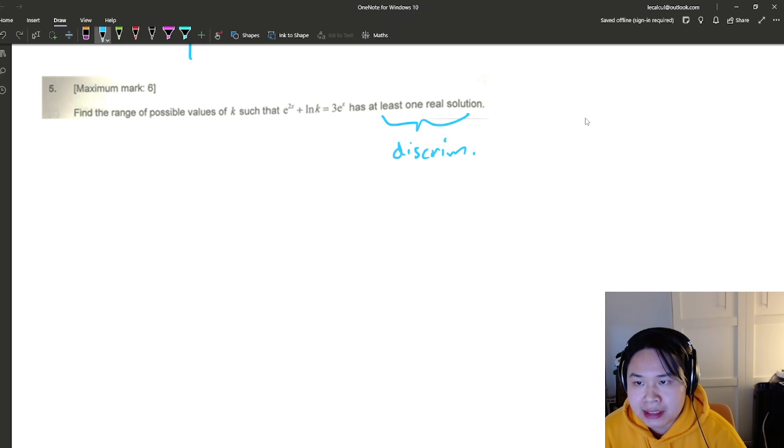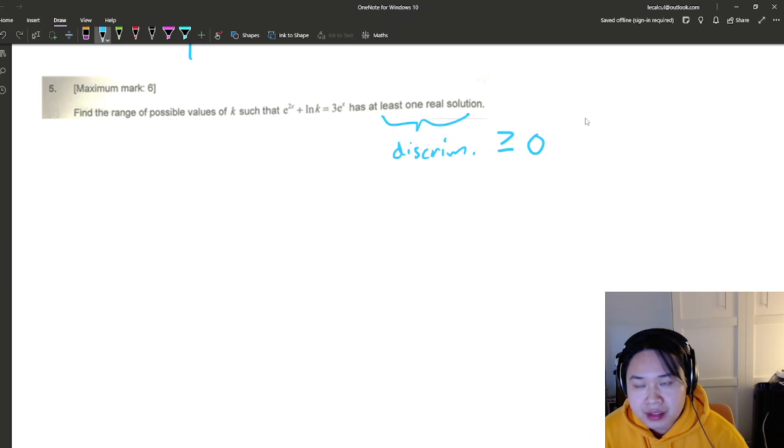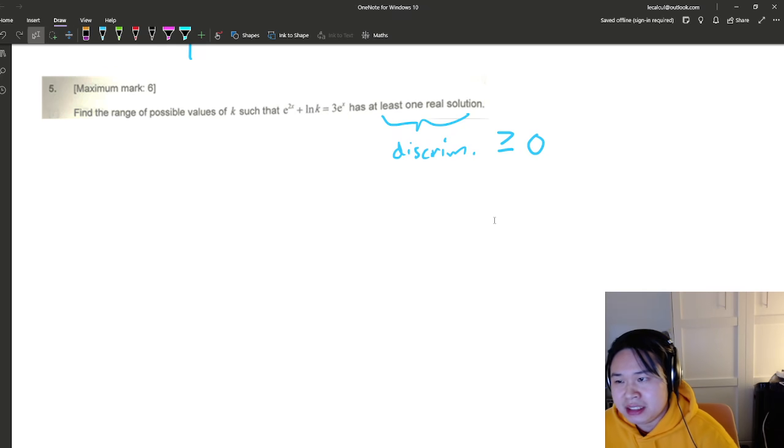It says at least one, so that means that you could have one, which means that your discriminant could be equal to 0, but it could have more, it could have 2. So we're essentially going to solve this equation, the discriminant being equal to or greater than 0. But now the problem is that this is for quadratics, and it's a little hard to see where the quadratic is in this.